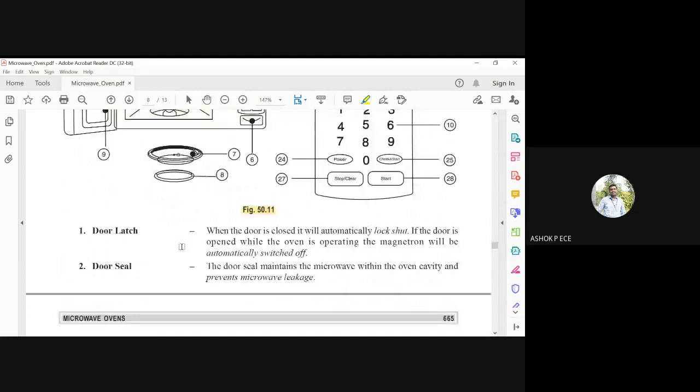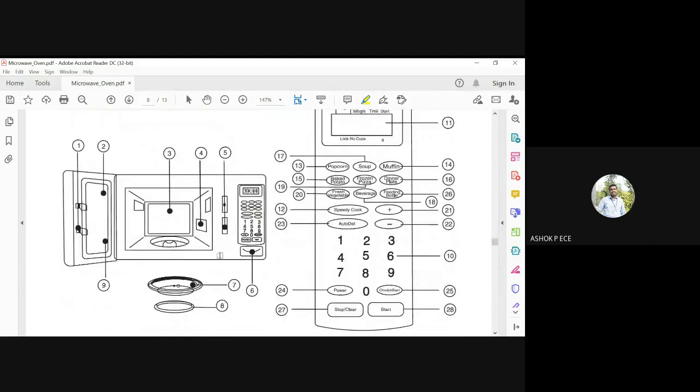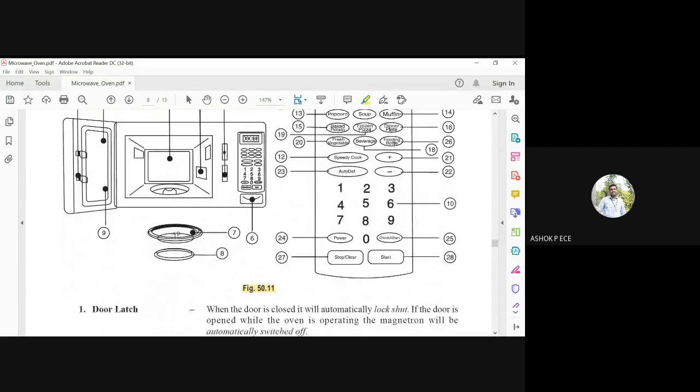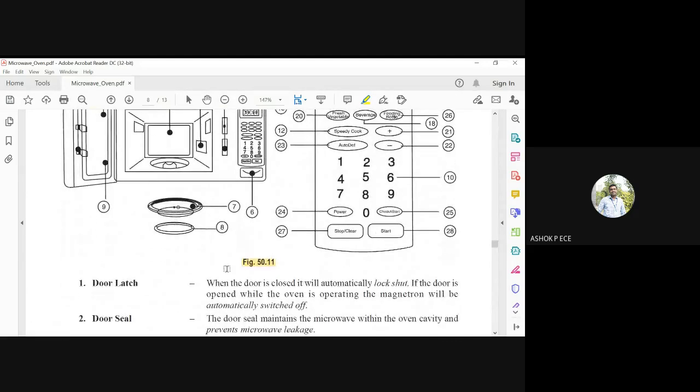First, you see this is the diagram of a microwave oven, and you have the remote and the display. So we are going to see each one. First one is the door latch. You can see here, when the door is closed, it will automatically lock shut. If the door is opened while the oven is operating, the magnetron will be automatically switched off.